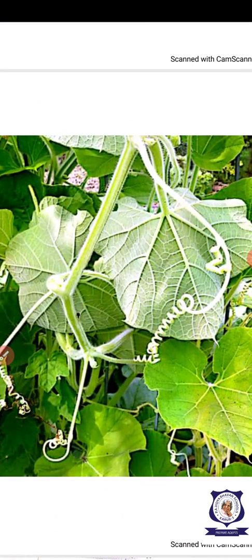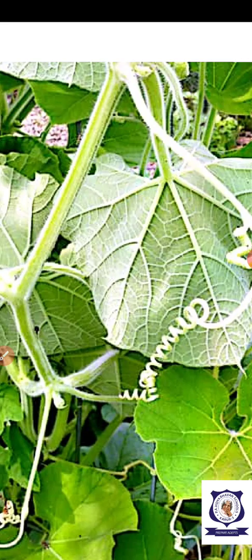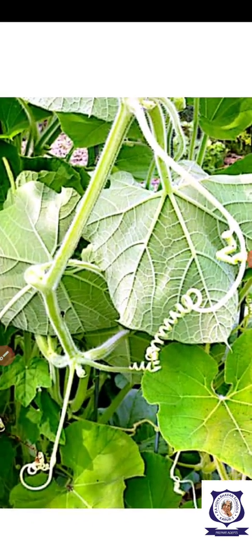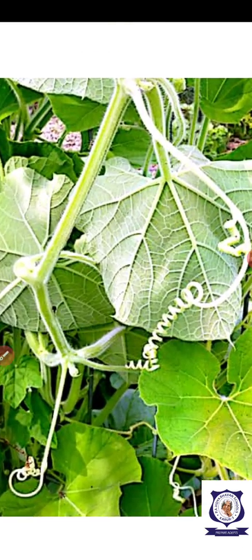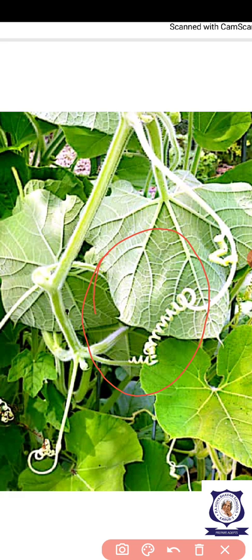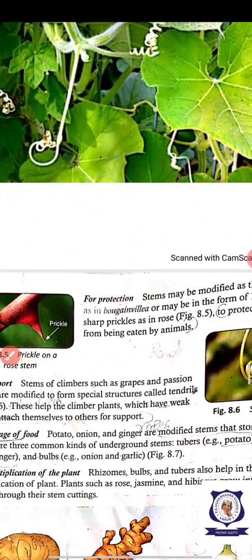Okay, now the next function of the stem. In some plants the stem itself gives out tendrils, that is the stem tendrils. In the passion flower and others, you can see the tendrils for holding the plant, in the weak stemmed plants. So for holding, the stem is producing the tendrils. These are all the tendrils. You see the coiled ones. These are the tendrils, produced by the stem.